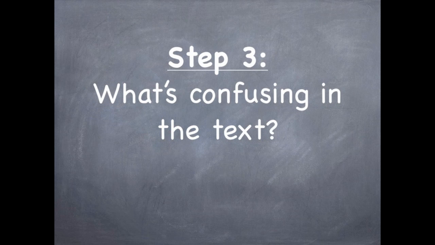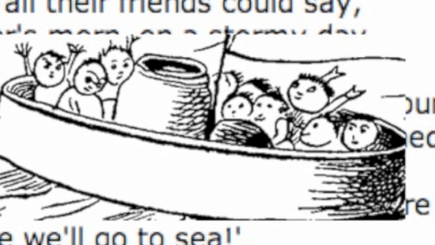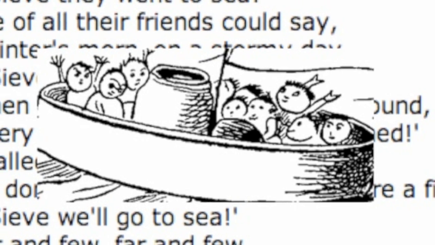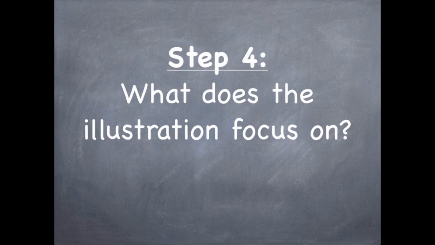Let's figure out what's confusing in the text and then clarify it using the picture. Remember when we were confused about the word sieve? Well, now let's look back at the picture to help us figure out what is meant by the word sieve. Okay, they went to sea in a sieve, which means that this little contraption right here must be a sieve. If I look it up, I can find that a sieve is a kitchen tool that helps to sift flour. And finally on to step 4.